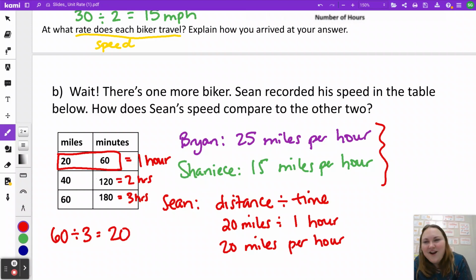This is the end of our lesson on unit rates. The 3 unit rates we really focused on in this lesson were unit price, gas efficiency, and then this last part here about speed. And hopefully you're feeling a lot more confident about ratios and unit rates.